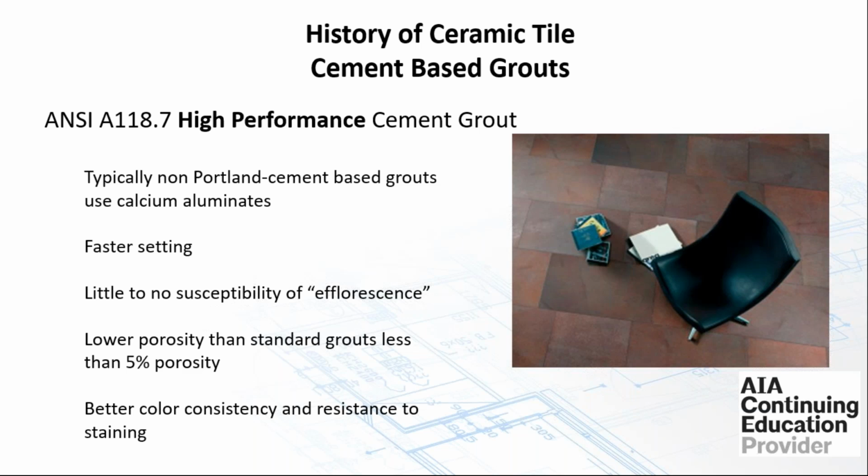We take a look next at the ANSI 118.7, the high performance cement grouts. Typically this is a non-Portland cement, but it's a calcium aluminate cement, or a rapid setting cement that's used rather than Portland cement. It is faster setting. It has little to no susceptibility of efflorescence. In other words, the salts are not coming up to the surface because there's a lot less free lime produced in this type of cement in the curing process.